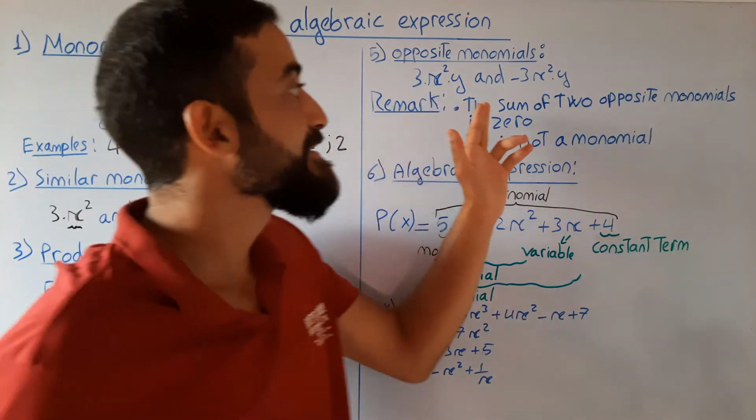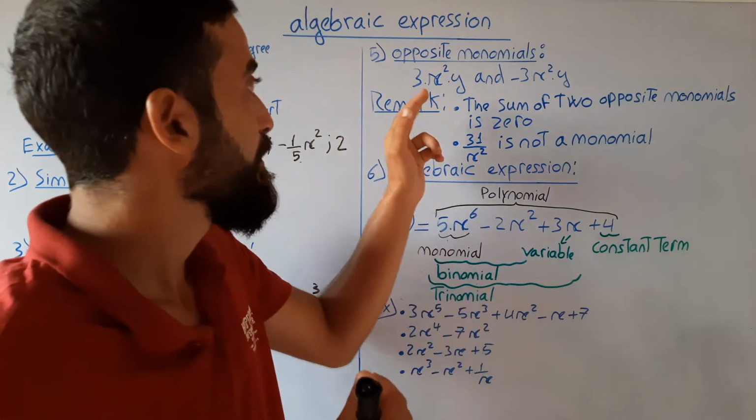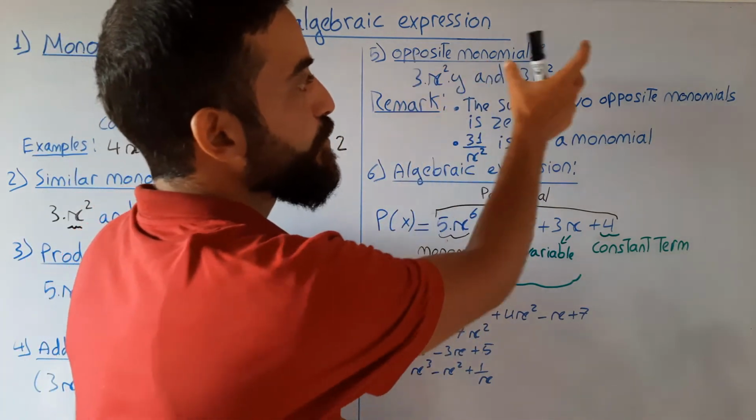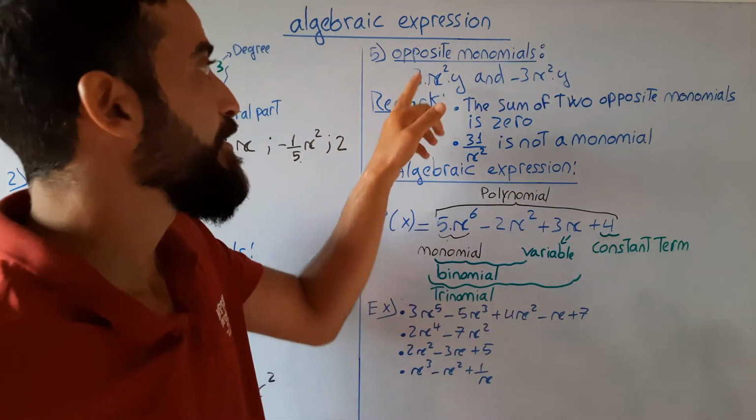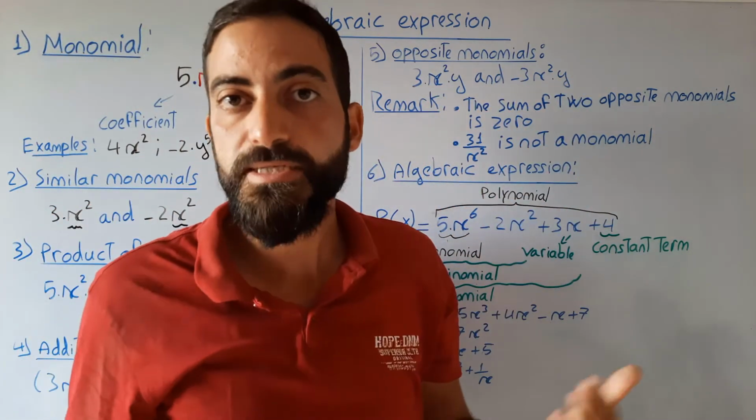Remark: the sum of two opposite monomials is 0. So the sum of two opposite monomials equals 0. 3x²y plus minus 3x²y equals 0.